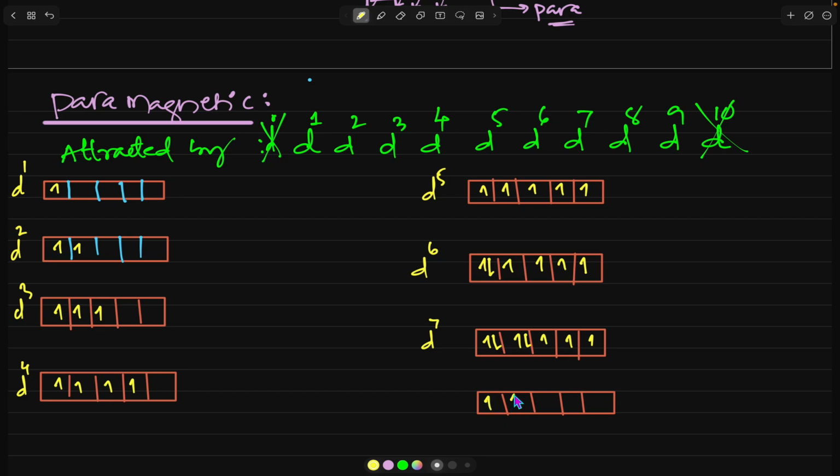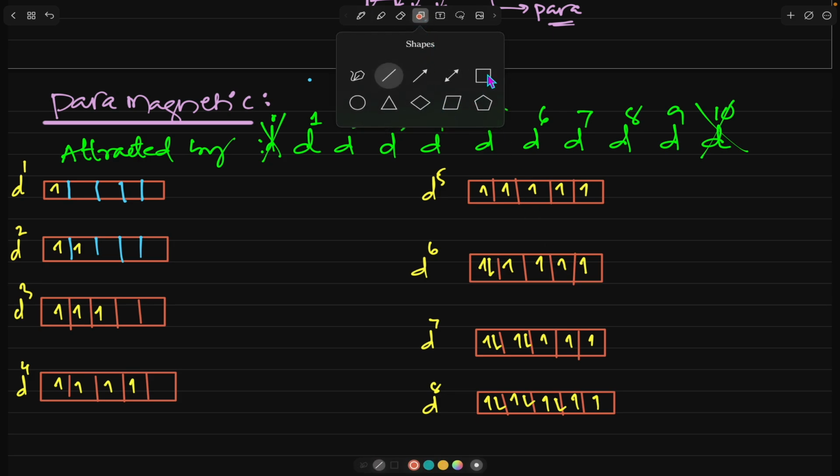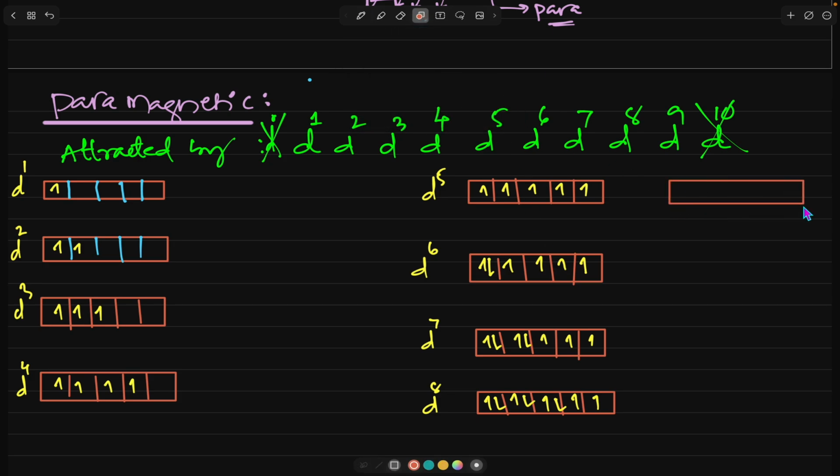And D7 configuration, 1 2 3 4 5, this is 6, this is the 7th one. D8 configuration, 2 3 4 5 6 7 8, right? We need one more, D9 also, we need D9 also. So D9 is going to be like this. So here is 1 2 3 4 5 6 7 8 9.